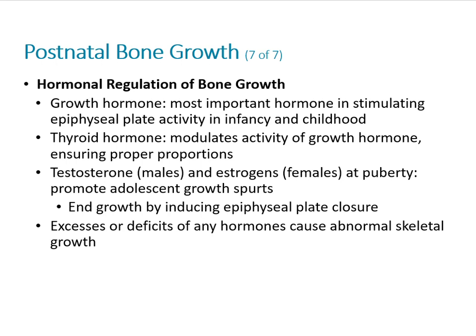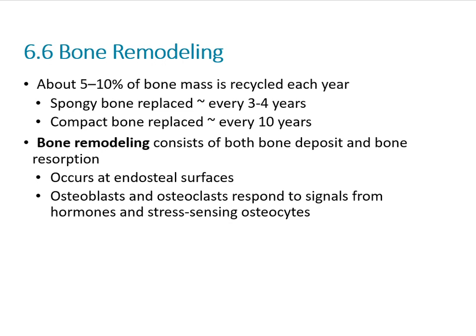So we're going to be talking a little bit about these different hormones, but first we have to talk about bone remodeling in more detail. So with bone remodeling, about 5 to 10% of bone mass is recycled each year. So if we add all that up, spongy bone is replaced every 3 to 4 years, and compact bone every 10. And bone remodeling consists of both bone deposit and bone resorption. So it utilizes osteoblasts and osteoclasts respectively. They respond to signals from hormones and stress-sensing osteocytes. And a lot of this occurs at the endosteal surfaces, so inside of bone.